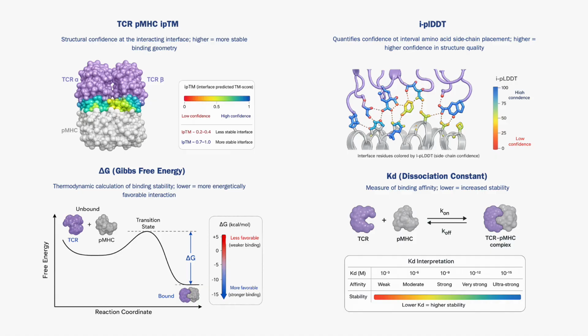I judge those complexes on 4 metrics. 2 come from the structure model, TCR PMHC IPTM, which measures confidence in the binding geometry at the interface, and IPL-DDT, which measures confidence in placing the exact side chains that actually touch. 2 are physical, Gibbs free energy, or delta G, which measures how favorable the binding is thermodynamically, and the dissociation constant KD, which measures how tightly the pair stays bound. The profile of a real mimic is high confidence, low delta G, and low KD.